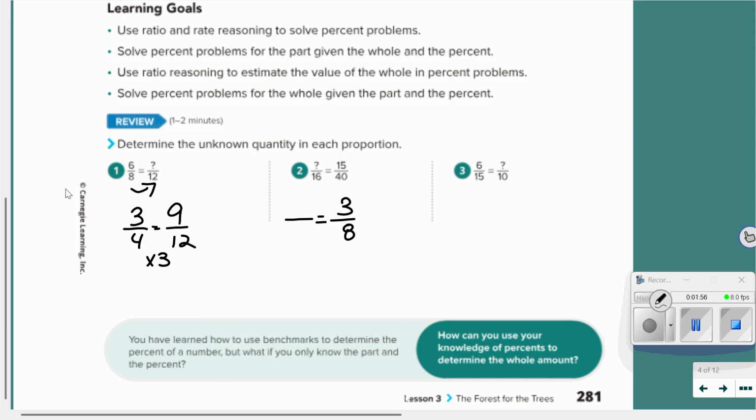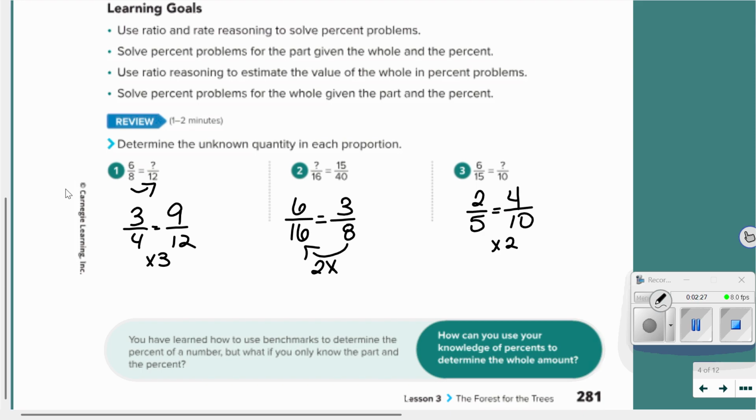Can I do something to 8 to get to 16? What? Times 2. So 3 times 2? Can I do something to 15 to get to 10 evenly? No. Can I simplify my whole fraction? By? 3, and that gives me 2/3. Nope, 2/5. Can I do something to 5 to get to 10 evenly? By 2. So 2 times 2?